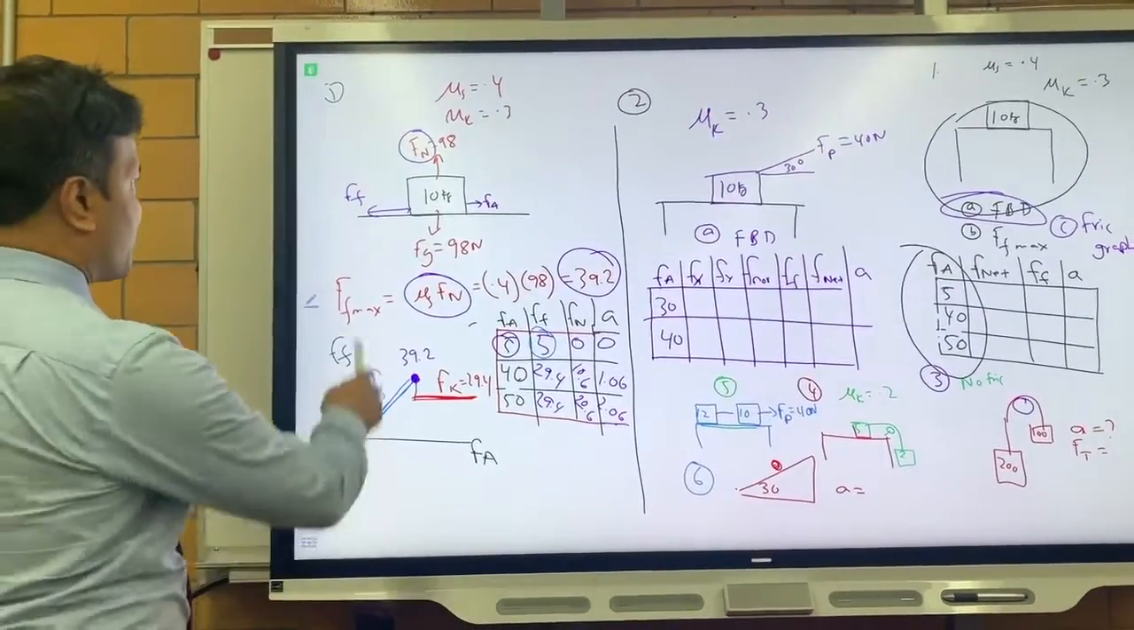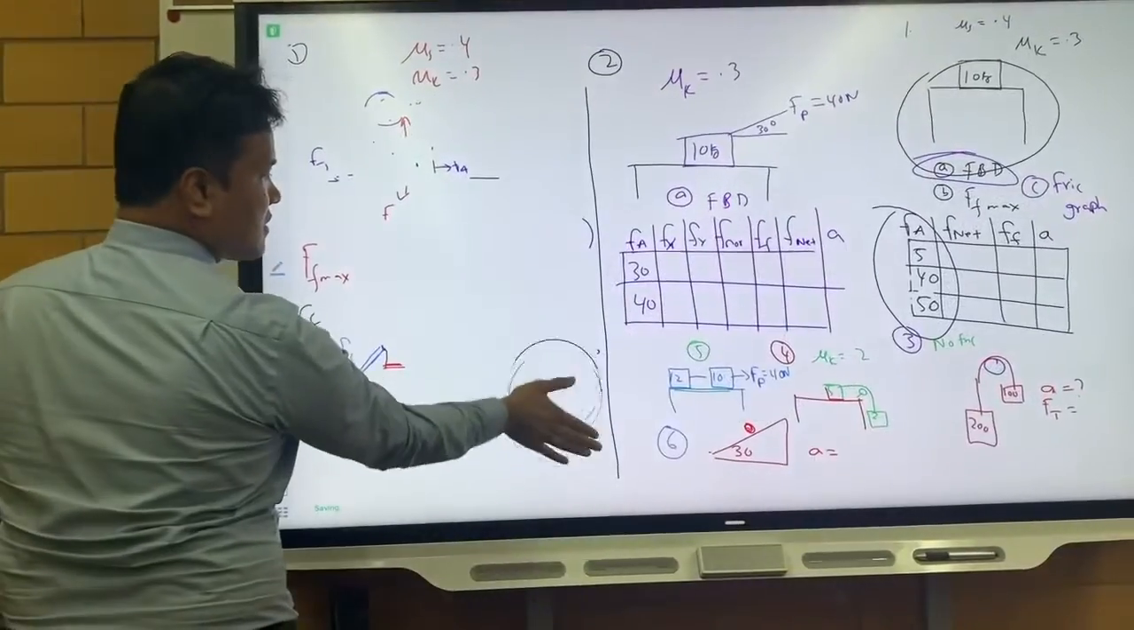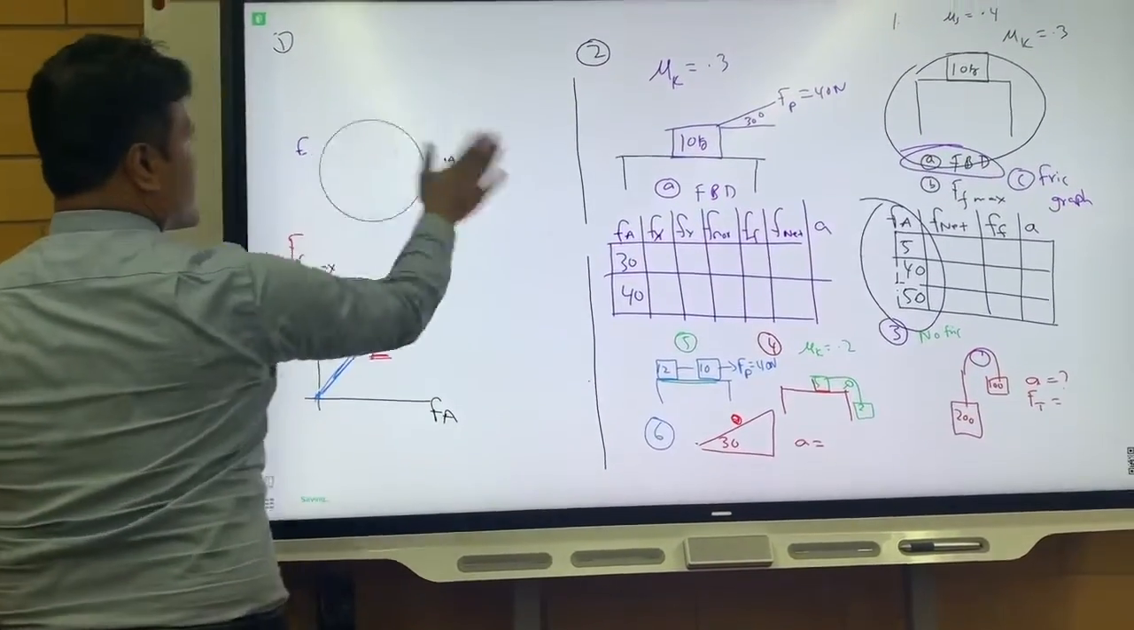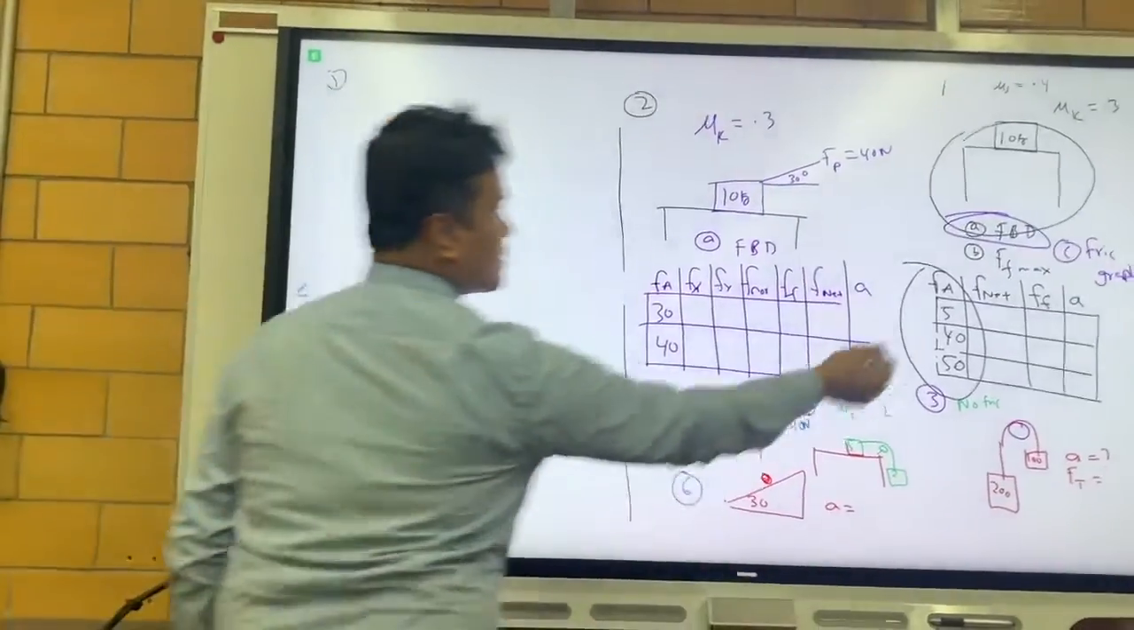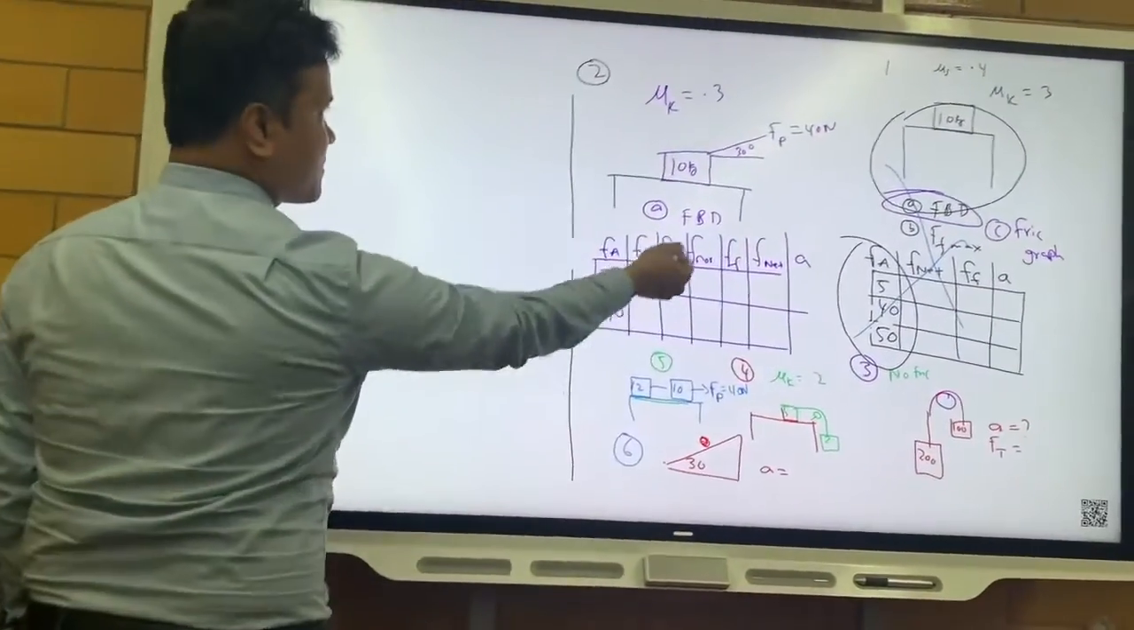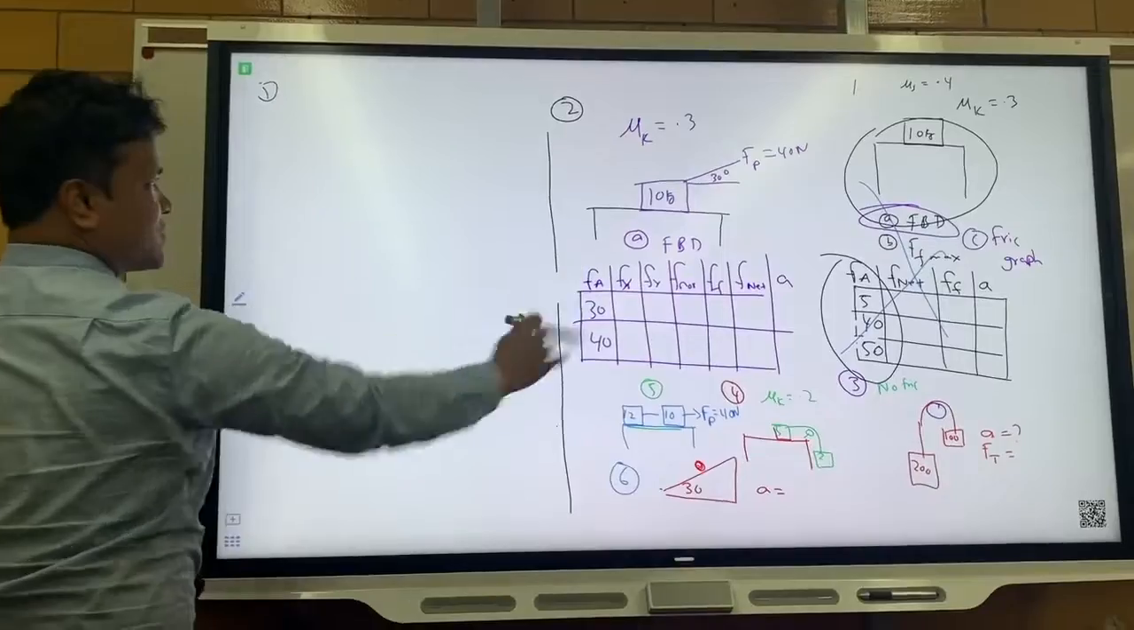Now we're going to do problem number 2. So we're done with this one. Now we're going to do this one. So this one is so close, so I'm going to use this one.